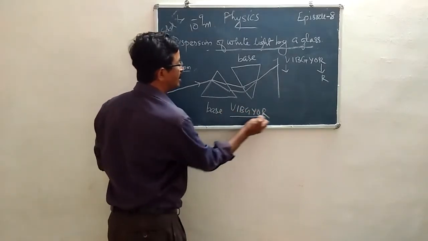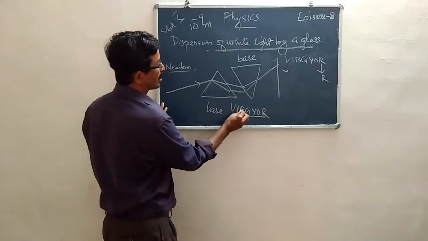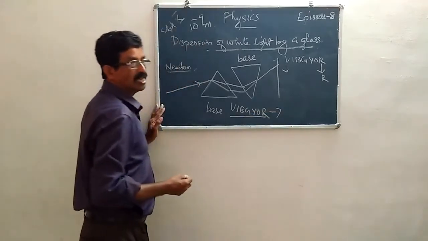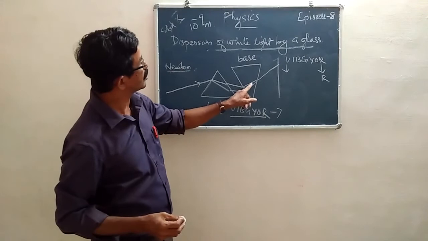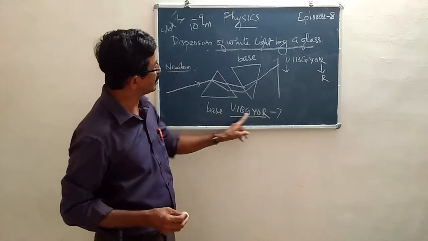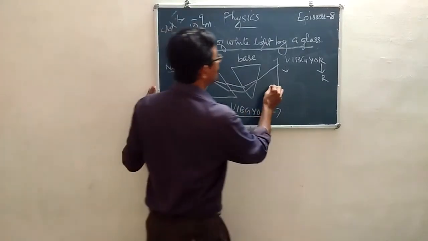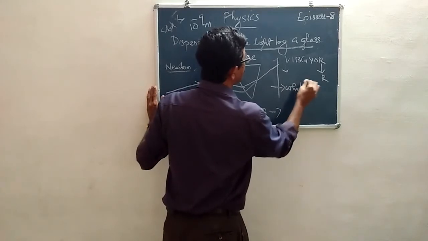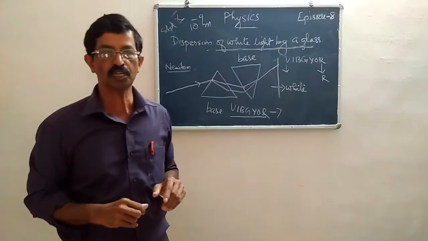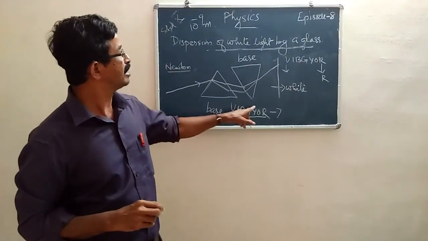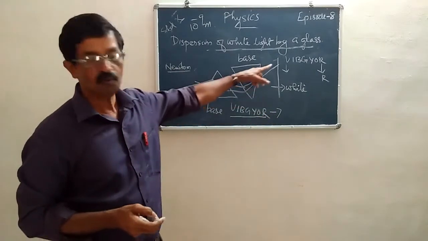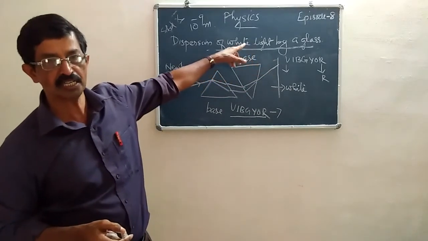How many colors are here? 1, 2, 3, 4, 5, 6, 7. That means 7 colors. The second prism combined these 7 colors and again got white light. From this, what Newton concluded is that white light is composed of 7 colors, and by combining those 7 colors, we can get white light again. That is the observation of Isaac Newton.